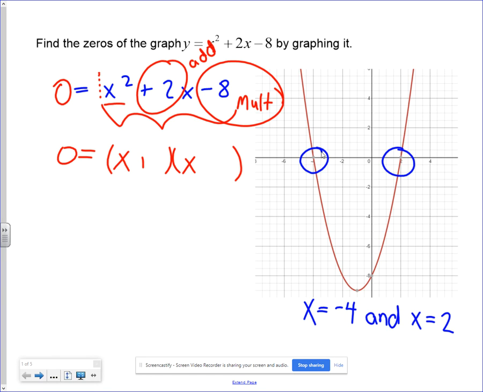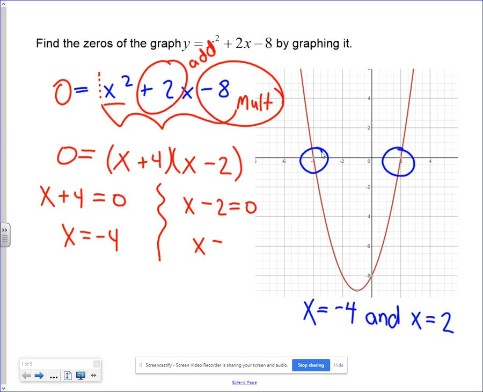+4 and -2. So to finish this problem out, once you have factored, since it's equal to 0, you set both factors equal to 0, and that's solved. So we end up with x equals -4 and x equals +2. Same two that we got by graphing.